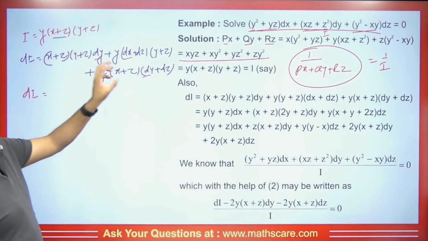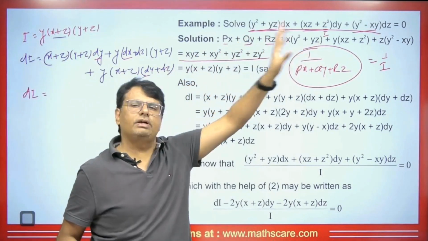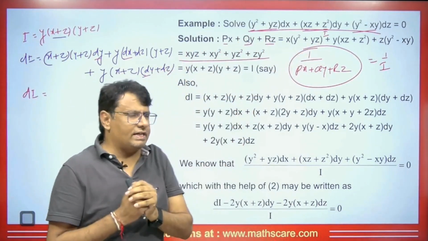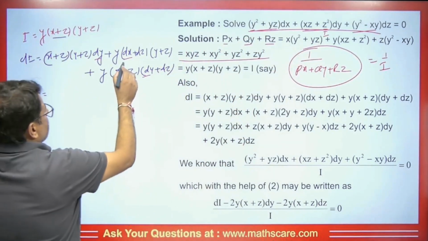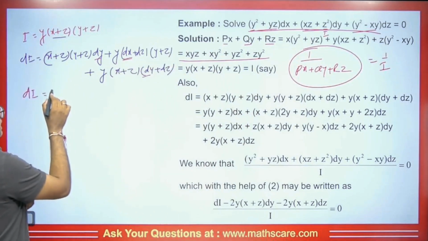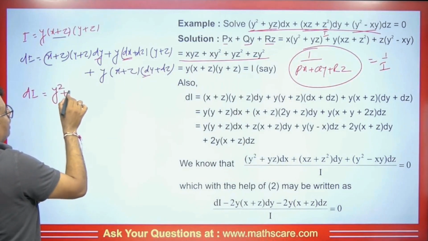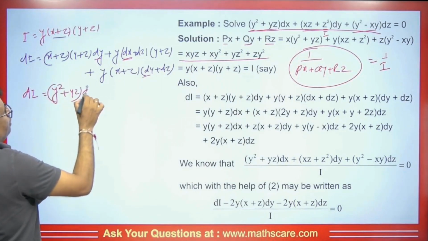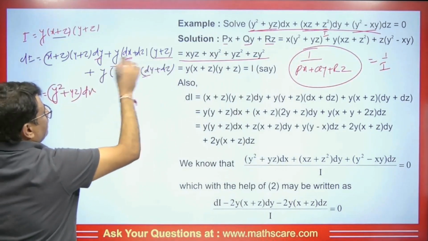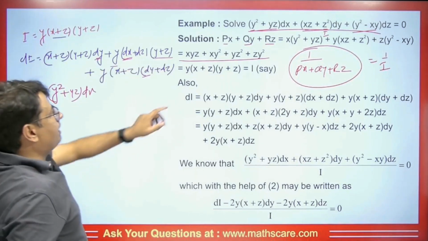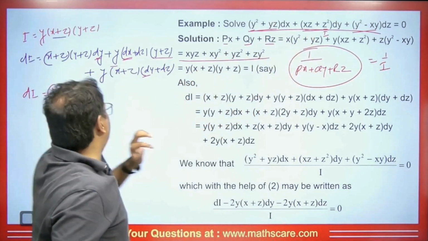Now we know if we solve this dI, then we will get one equation of this type, right? You might ask how it will be formed. So look here, let's take the coefficient of dx. So what is the coefficient? Y into y plus z, on multiplying it will be y square plus yz into dx. We got this value on multiplying with y. Now we need xz plus z square dy.